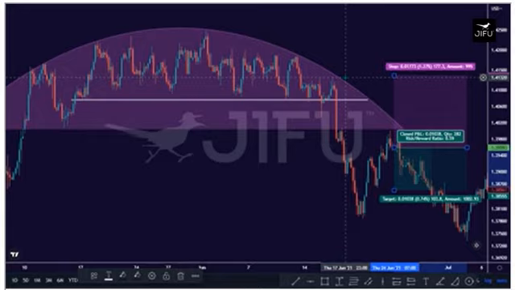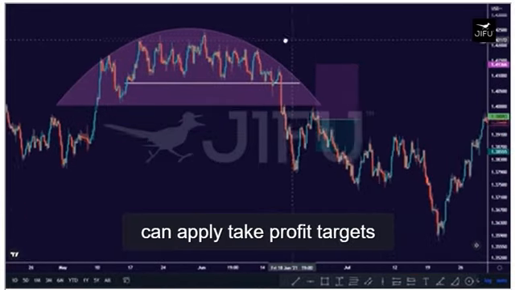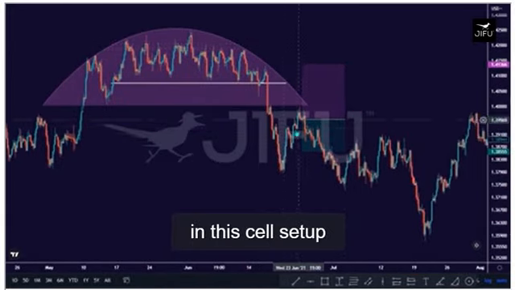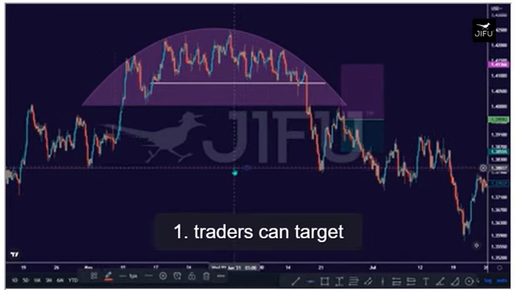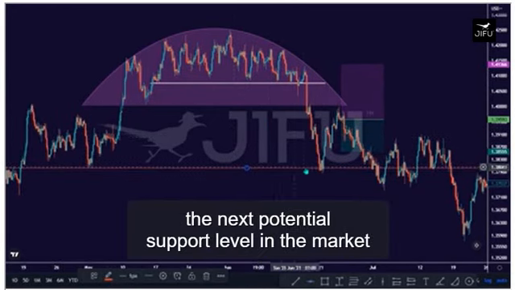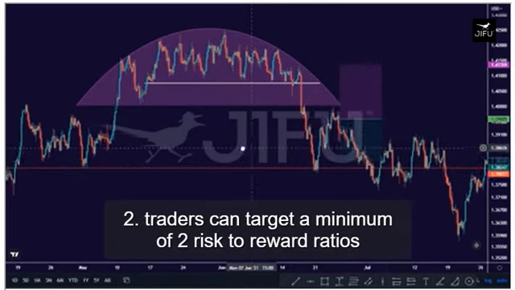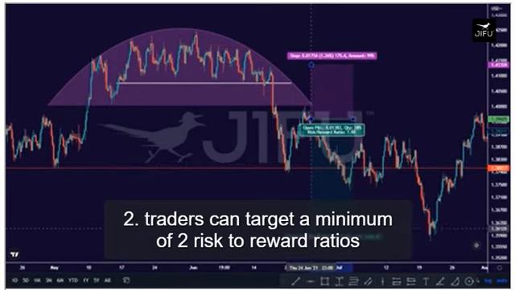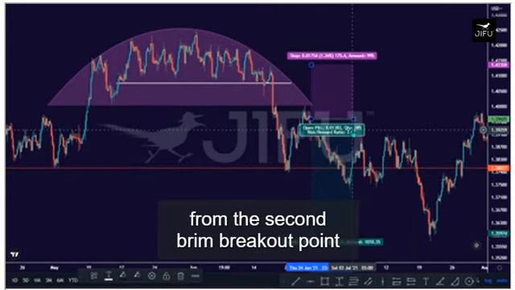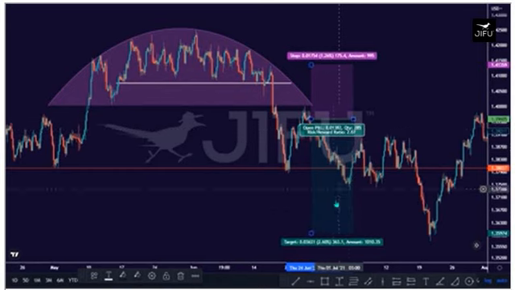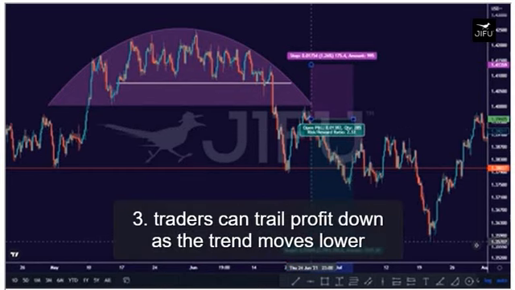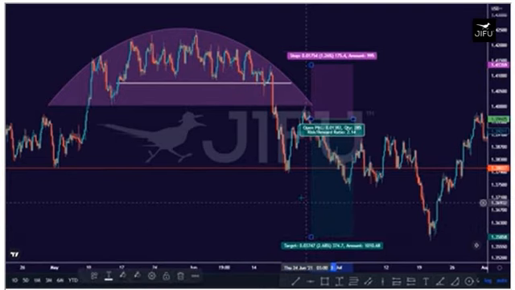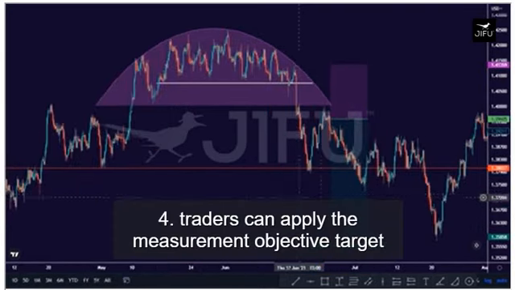1.41402. There are 4 ways traders can apply take-profit targets in this sell setup. Number 1. Traders can target the next potential support level in the market. Number 2. Traders can target a minimum of 2 risk-to-reward ratio from the second brim breakout point. Number 3. Traders can trail profit down as the trend moves lower. Number 4. Traders can apply the measurement objective target.